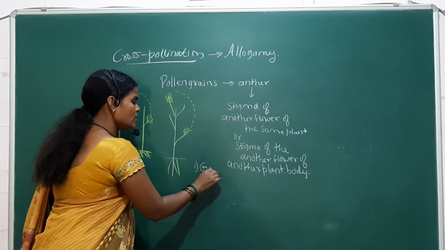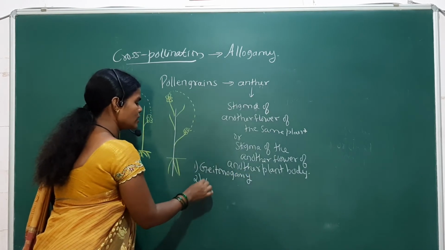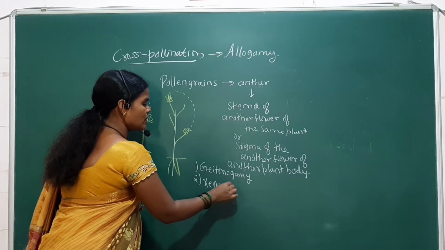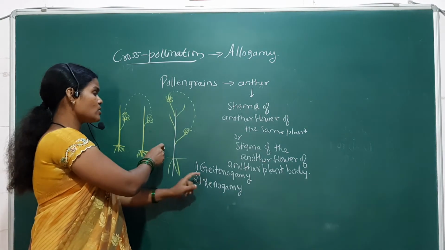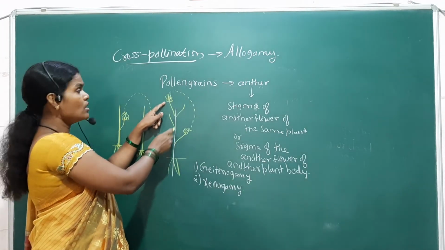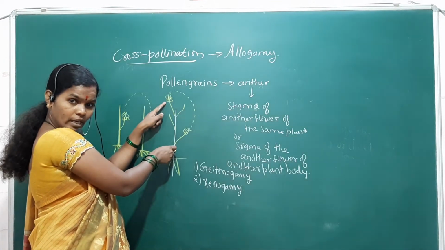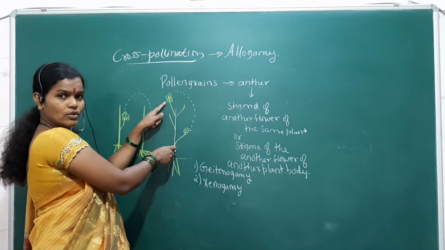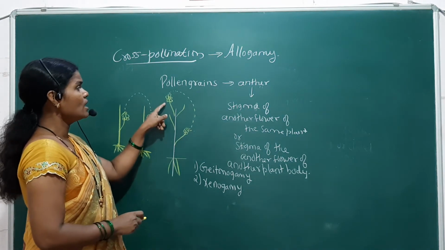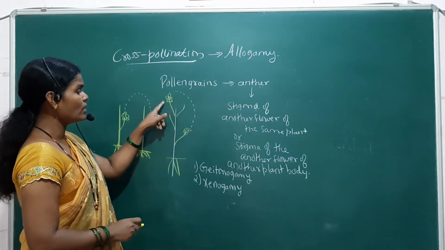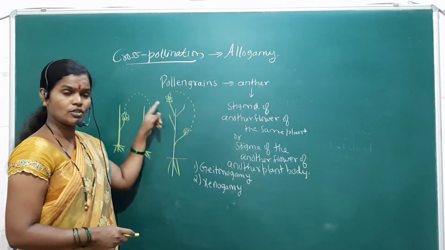Once again, in cross-pollination two conditions are there. One is called geitonogamy, and the other one is called xenogamy. What is geitonogamy? I have told you, it is the transfer of the pollen grains from one flower to another flower of the same plant body. Here it is almost like self-pollination, but no genetic variation is there. That is called geitonogamy.